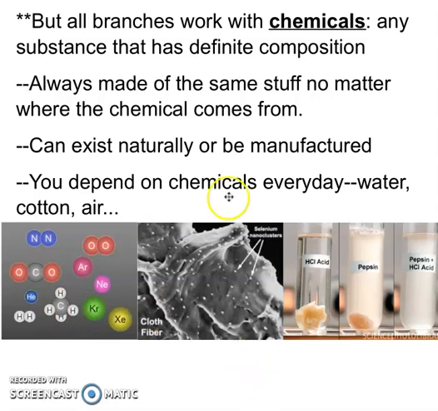So here you can see this picture of a cloth fiber with selenium nanoclusters. But the point is, you depend on chemicals every day. I mean, you're always using chemicals. We drink water. You brush your teeth. The clothes you wear, cotton, that's a chemical.